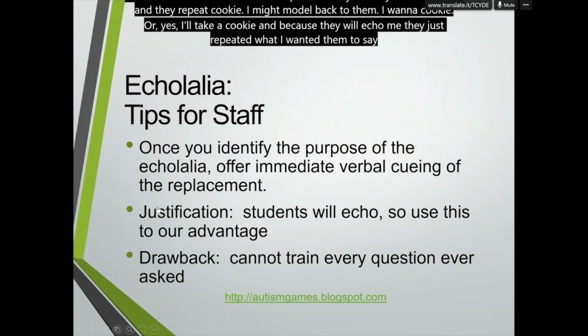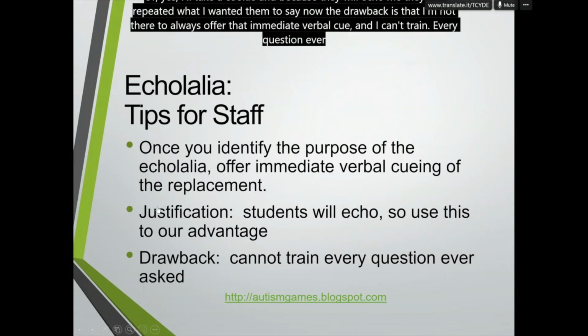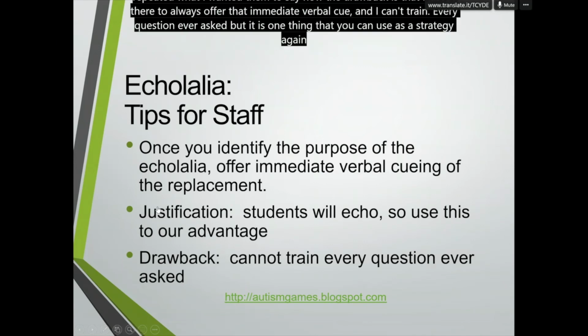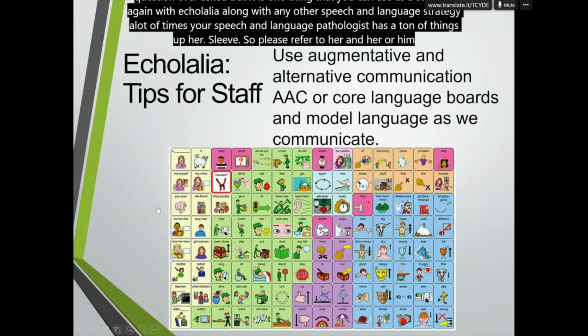Now, the drawback is that I'm not there to always offer that immediate verbal cue, and I can't train every question ever asked. But it is one thing that you can use as a strategy. Again, with echolalia, along with any other speech and language strategy, a lot of times your speech and language pathologist has a ton of things up her sleeve, so please refer to her or him and their guidance with this.